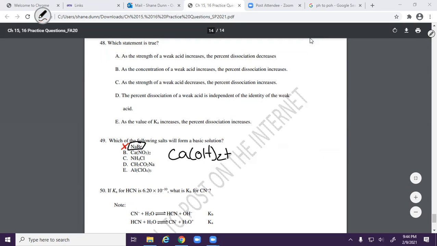Ca(OH)2 plus HNO3. Both of those are a strong acid and strong base. Again, that is a neutral solution.